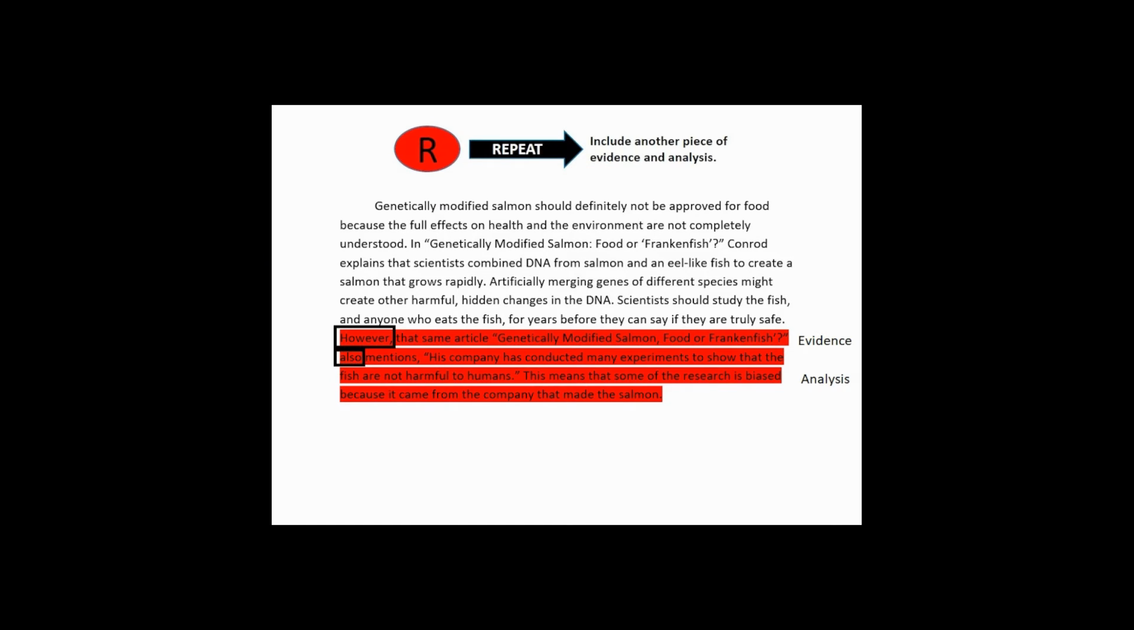However, that same article, Genetically Modified Salmon, Food or Frankenfish, also mentions his company has conducted many experiments to show that the fish are not harmful to humans. This means that some of the research is biased because it came from the company that made the salmon. So there we see some transitions: however, and also to show the relationship between the pieces of evidence. We see a good explaining sentence, an analysis sentence that elaborates and shows how that piece of evidence shows that maybe this research isn't quite the best to be trusted. So now it's your turn.